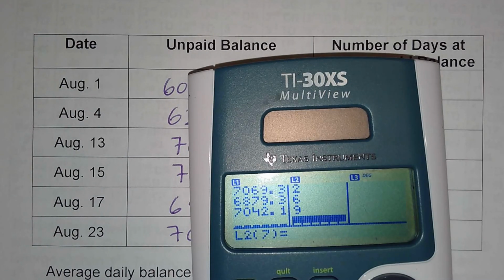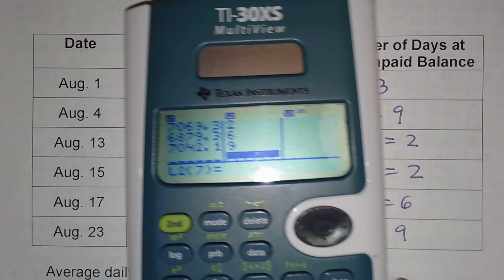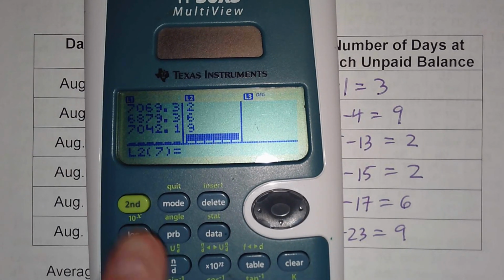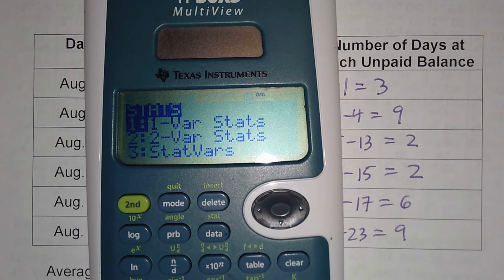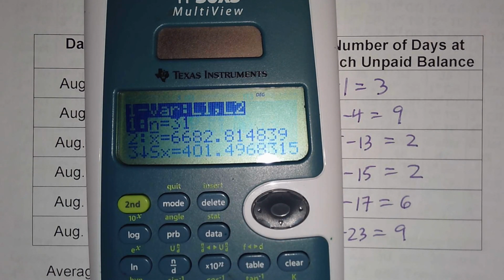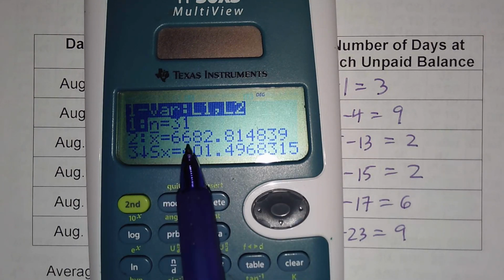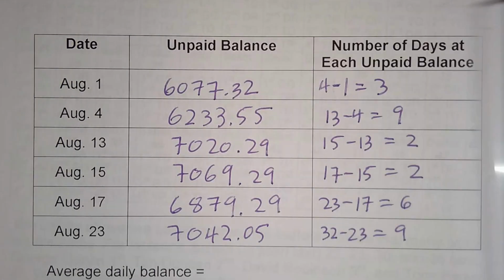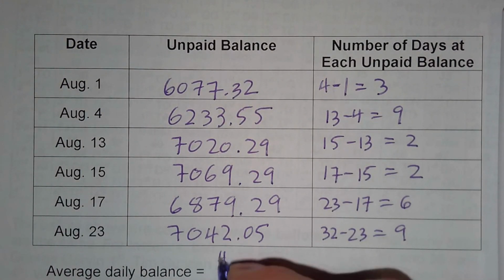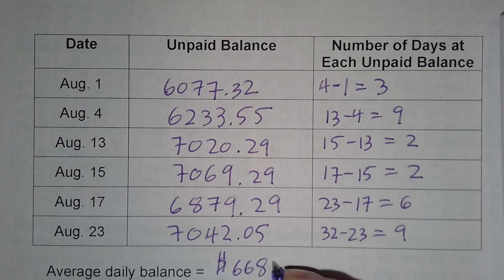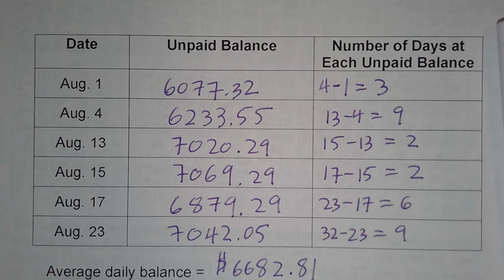We then have to put all that information into our calculator under data. And then we're going to do second stat, one variable stat, then calculate. So our average daily balance would be $6,682.81. And so it just kind of brings full circle with what we were doing with the credit cards from before.